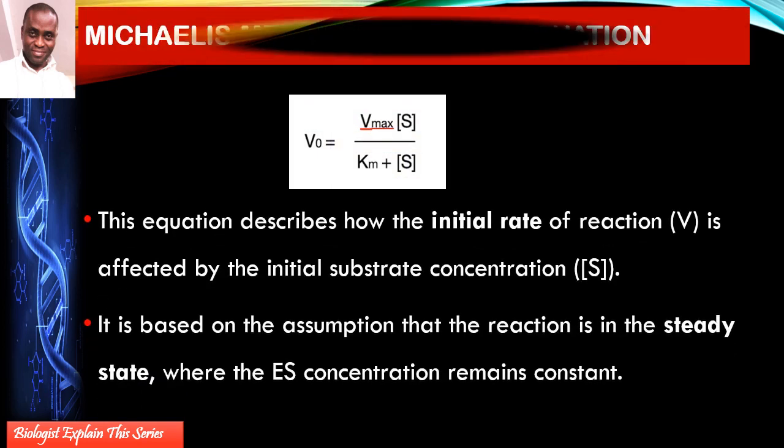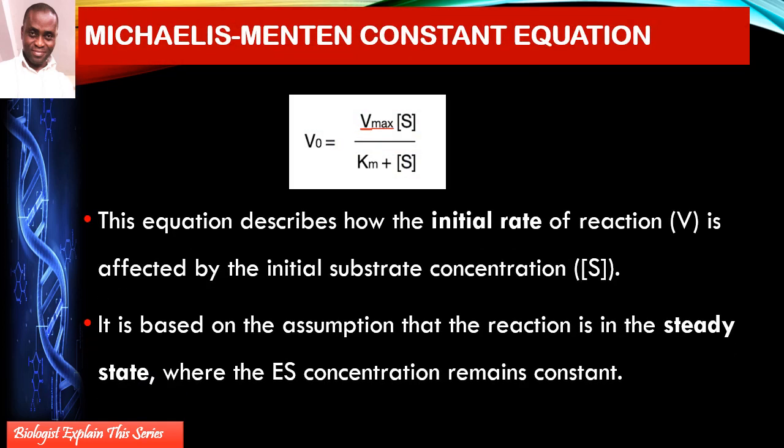So we are looking at the Michaelis-Menten constant again. Like we said, the equation describes the initial rate of reaction, that is V naught, and it's affected by the substrate at that time. Now, I said previously that it's much more ideal to determine an enzyme's rate of reaction at the early stage of the reaction.